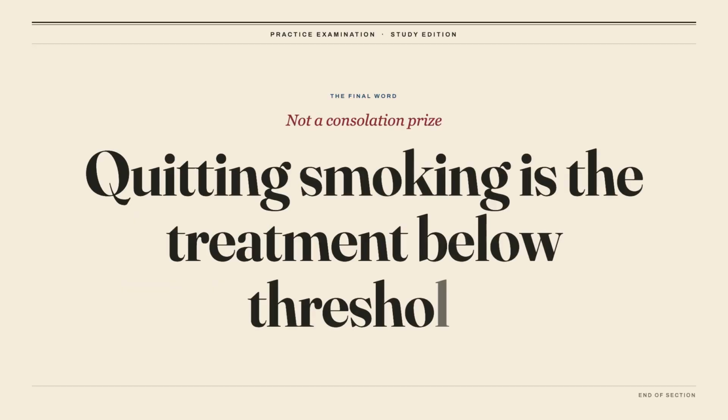No drug shrinks an aneurysm, so below the repair threshold, risk factor modification is the treatment, not a backup plan. Smoking cessation is the single most powerful tool for slowing expansion and delaying or avoiding surgery.